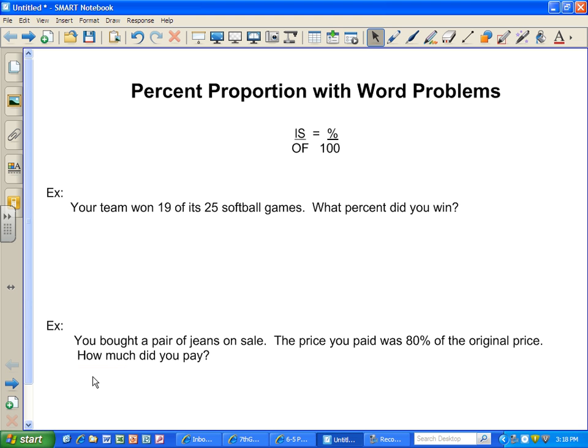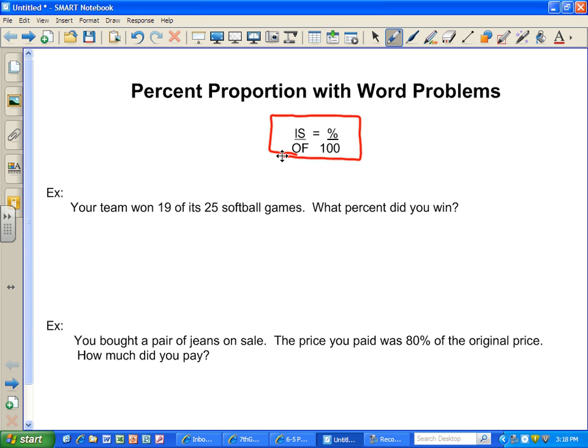Hey guys, tonight we're going to talk about solving percent problems using proportions. Make sure you take notes on this, but you do not need to write a summary. So we're taking notes but not writing a summary. Percent proportions: the most important thing to know is that is over of equals percent over 100.